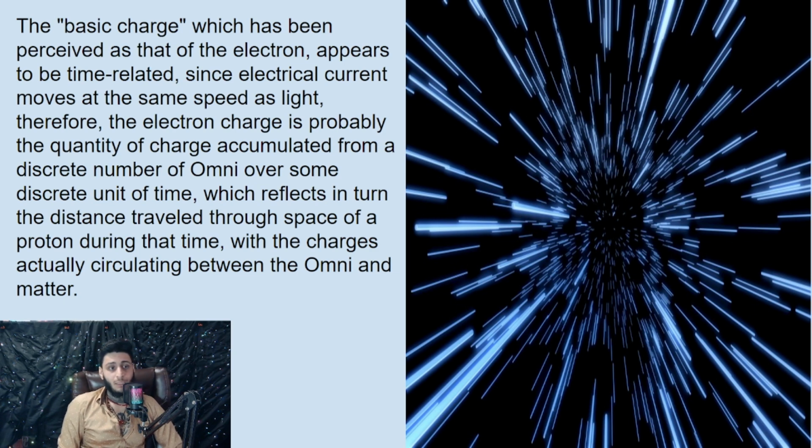The basic charge, which has been perceived as that of the electron, appears to be time-related, since electrical currents move at the same speed of light. Therefore, the electron charge is probably the quantity of charge accumulated from a discrete number of Omni over some discrete unit of time, which reflects, in turn, the distance traveled through space of a proton during that time, with the charges actually circulating between the Omni and matter. We could also understand the Omni as a neutrino as well, traveling through time-space, or ether time-space.